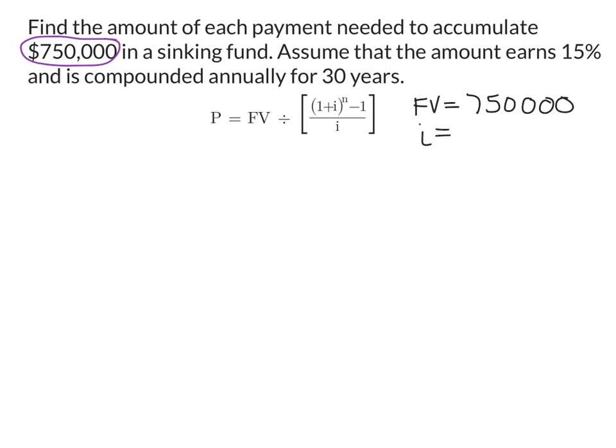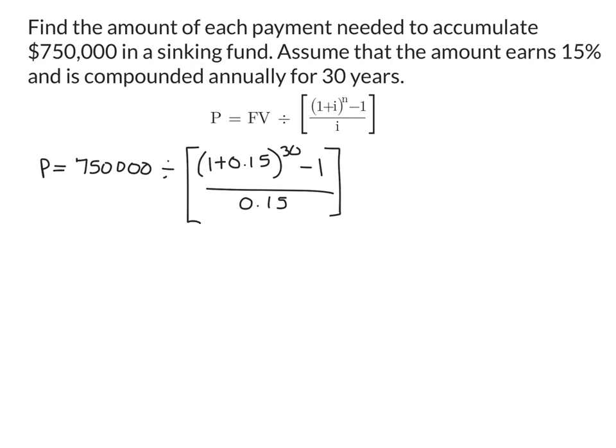I is the interest rate per compounding period. So 15% written as a decimal is 0.15, and then we'll divide by the number of compounding periods, which is 1 since it's compounded annually, so we'll just leave that as 0.15. N is the total number of compounding periods, so we'll multiply how many times it's compounded a year, which is 1, by 30 for 30 years, so N is just going to be 30. So we're going to substitute these values into the formula and solve for P.